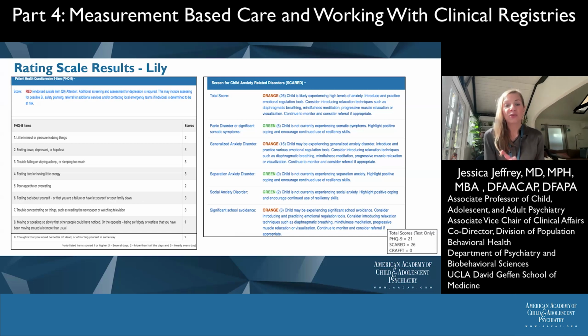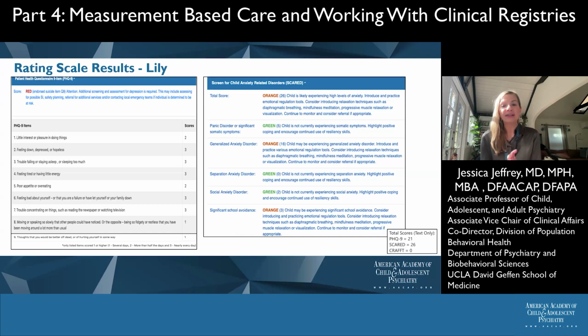Now, Lily scores in the red on this particular rating scale because question number 9, which is thoughts that you would be better off dead or of hurting yourself in some way, is a 1. And any score in this particular measurement-based care system of rating scales will flag if there is anything at 1 or above on question number 9. So Lily did flag for that.